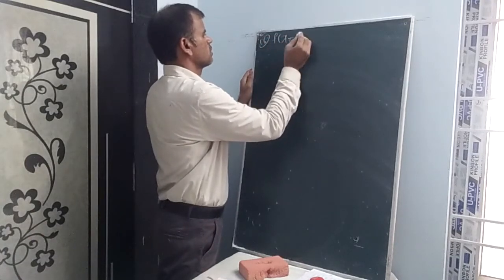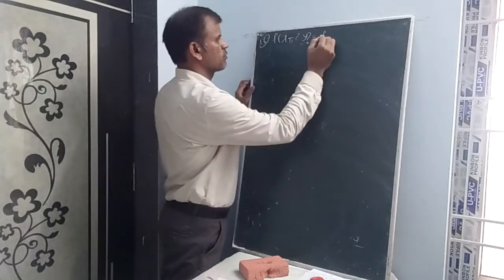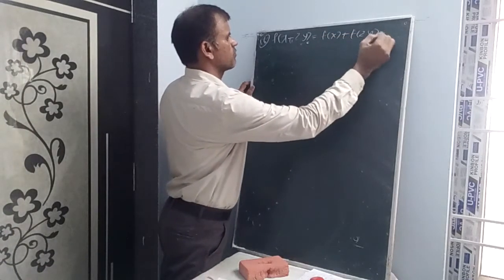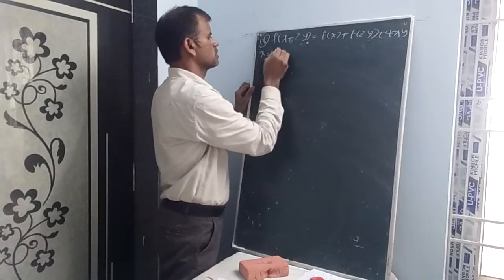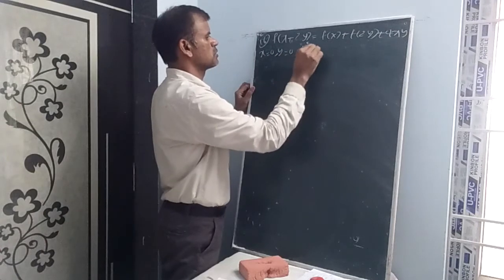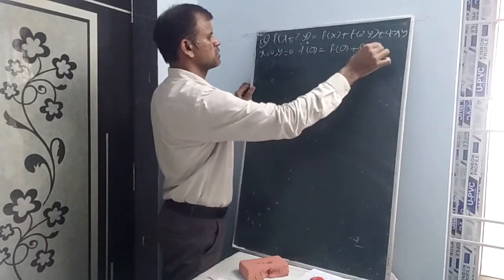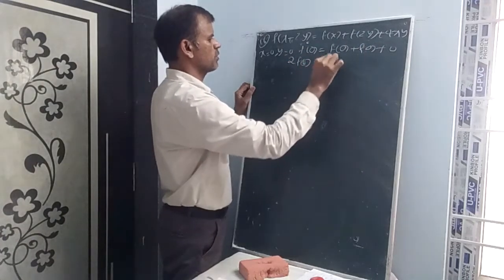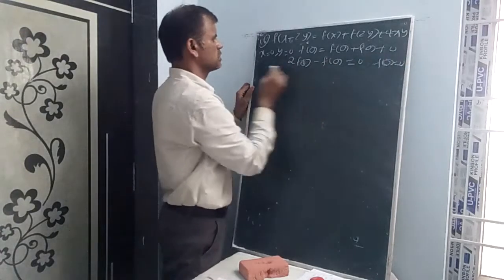Sixteenth question. f(x+2y) is equal to f(x) plus f(2y) plus 4xy. Substitute x equal to 0, y equal to 0. So f(0) is equal to f(0) plus f(0) plus 0. You can understand 2f(0) minus f(0) is equal to 0. Therefore f(0) is equal to 0.